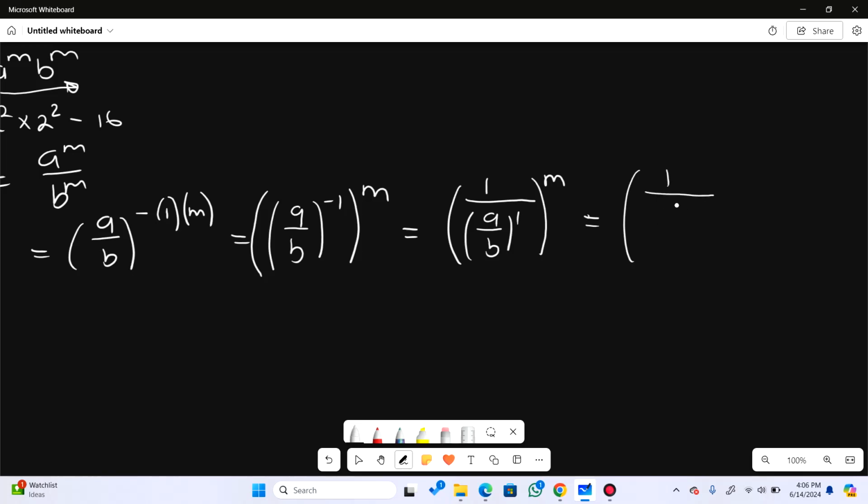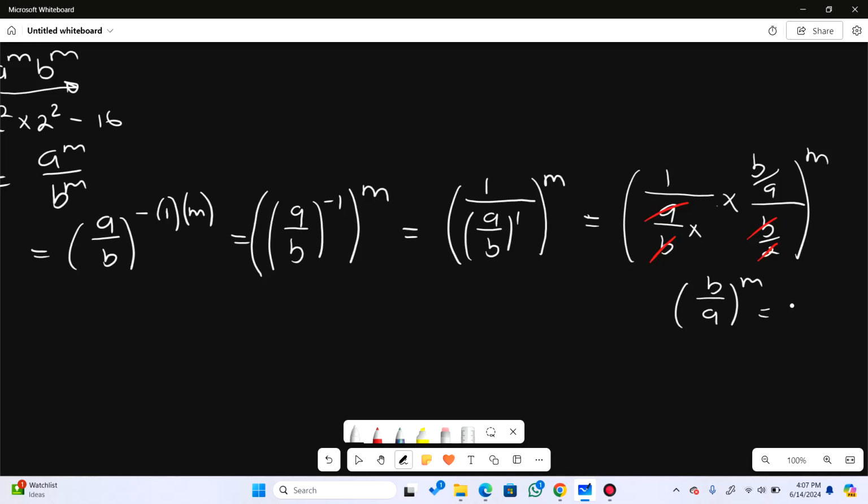1 over a over b, then we're going to times both sides by, which is timesing everything by b over a raised to the power m, and hence these two will move, and hence what I'm left with is b over a raised to the power m, and hence my final answer will be b^m over a^m, right?